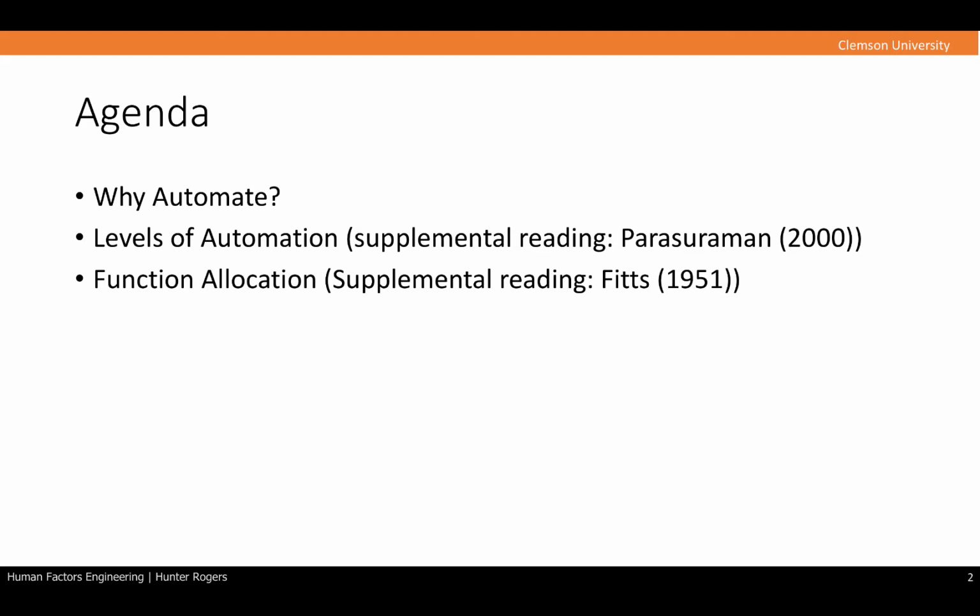There are two supplemental readings you can do to support this presentation, which is a Parasuraman article on the levels of automation and the stages of automation, which I have put in Canvas, and you can read that. There's also a reading about Fitts list. Fitts wrote a book on this function allocation piece, so I put up an article that talks about why we use Fitts list. Both are available on Canvas for you to read, just for extra if you want to.